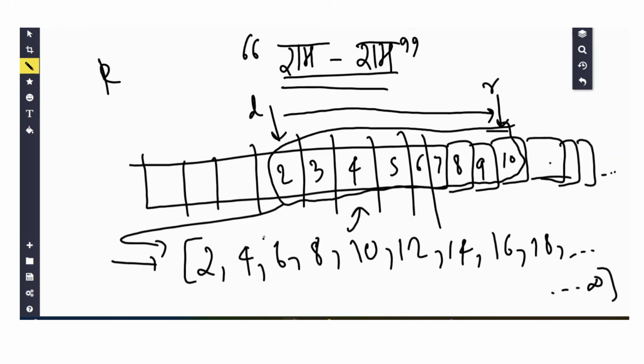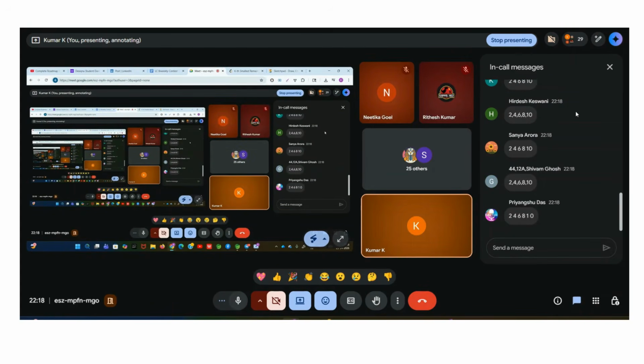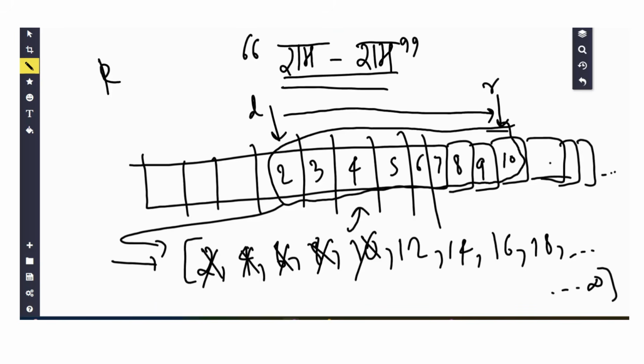Can you guys tell me how the infinite sequence looks after the deletion? It is 12, 14, 16, 18 till infinity.